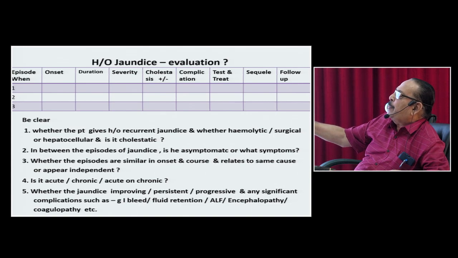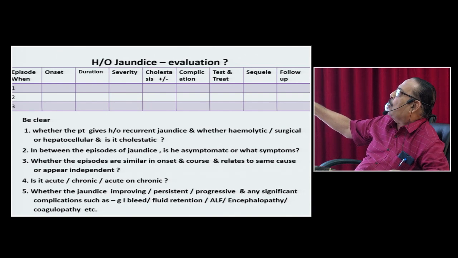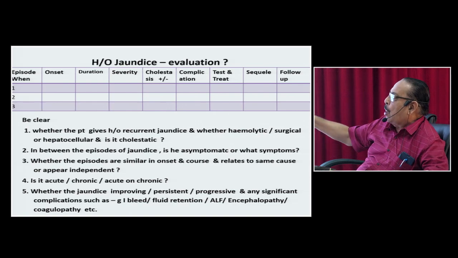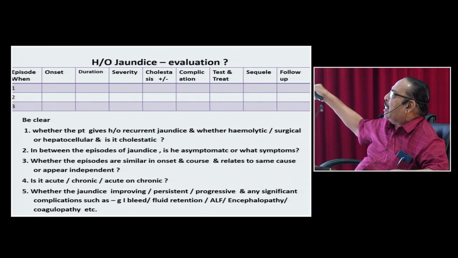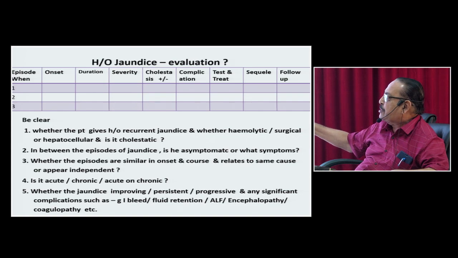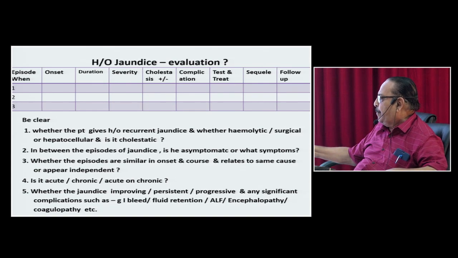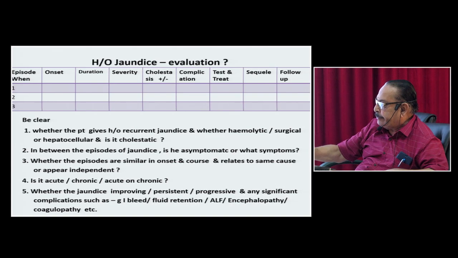Take how many episodes? Onset, duration, severity, cholestatic or not, complication, treatment, sequelae, follow-up, what goes on in between. So at the end of this tabular column, you know whether the patient gives history of recurrent or single episode of jaundice, asymptomatic or symptomatic, whether they are similar in onset, chronic or acute on chronic, improving, persistent, or any other complication you need to make mention of.